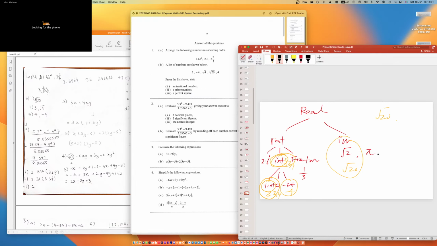Then prime number. You need to memorize the first few prime numbers: 2, 3, 5, 7, right? So I have a 2 here. I also have a 3. Then that's all.